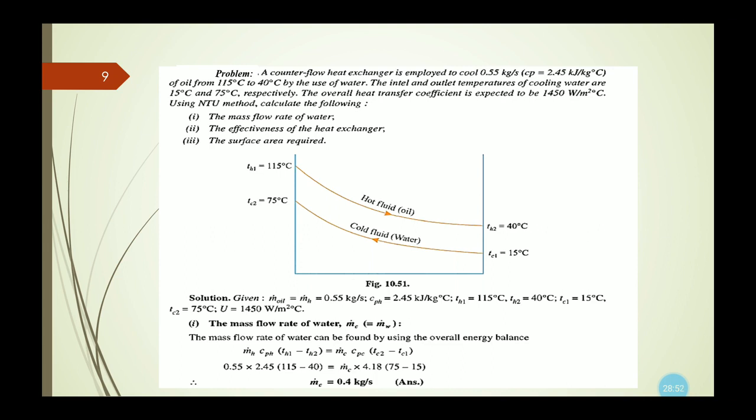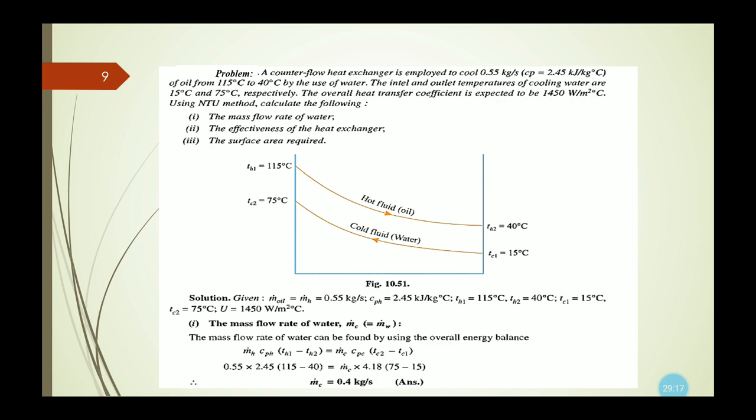The inlet temperature of the cooling water, that is the cold fluid, is given as 15 degrees centigrade. The outlet temperature of the cold fluid is given as 75 degrees centigrade. And the overall heat transfer coefficient value is also given as 1450 watt per meter square degree centigrade. So these are the things actually given here.